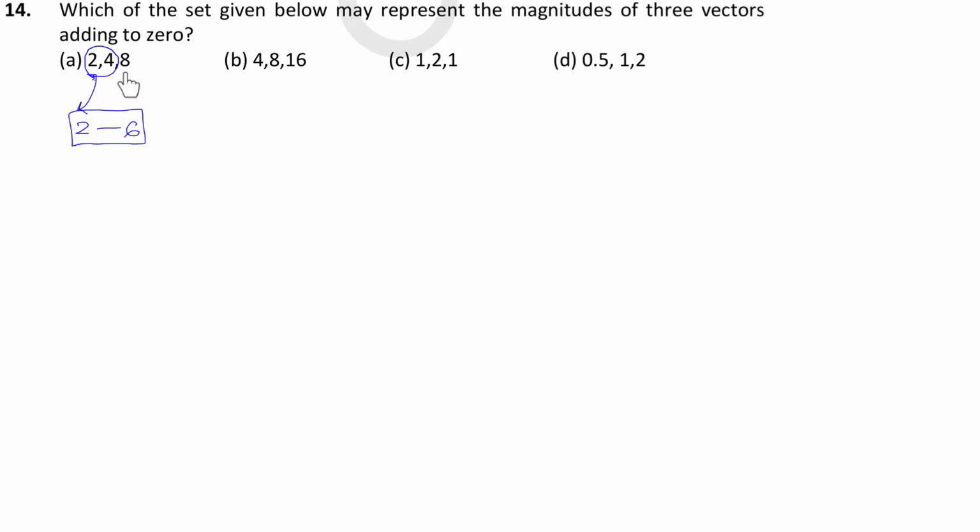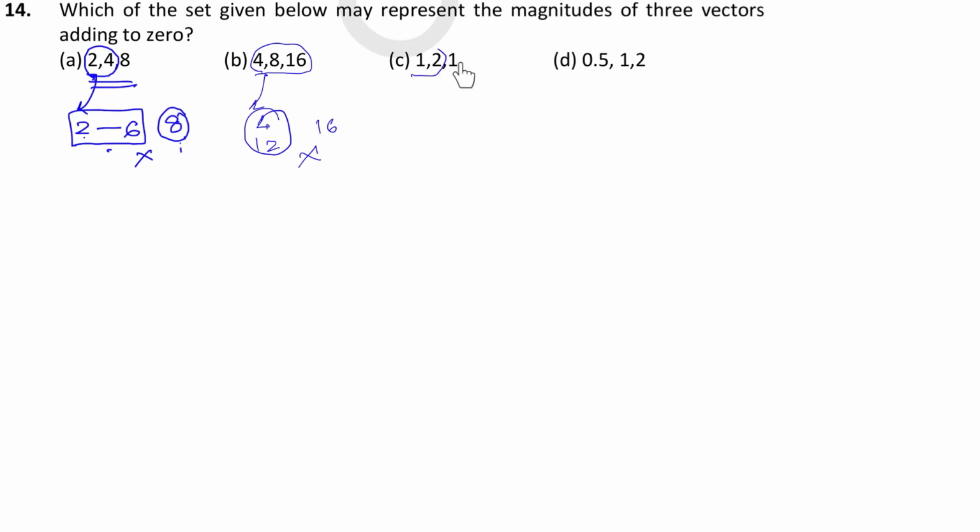Now we need to add this with another vector having magnitude 8. Now the resultant of two vectors will be 0 if they have the same magnitude and they are in opposite direction. As direction is not given here, we are focusing on magnitude only. So the magnitude of the third vector is 8 and the resultant of the first two is between 2 and 6. So this and this will never cancel out, so this set will never add to 0. Similarly, check for 4, 8 and 16. Start with 4 and 8. So minimum value is 4, maximum is 12. 16 does not lie between 4 and 12, so this also will not add to 0.